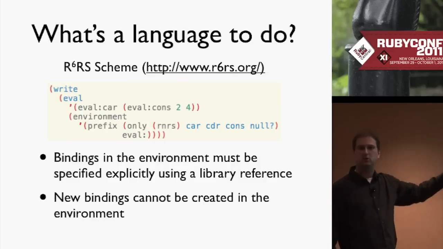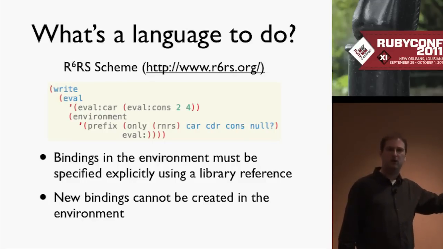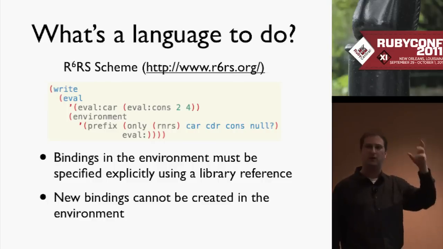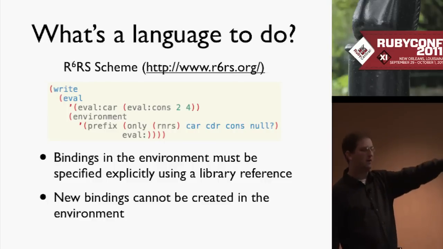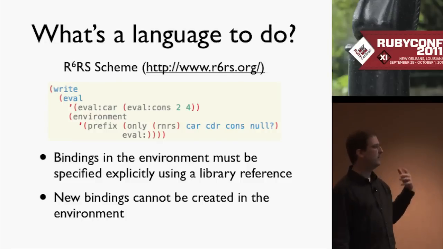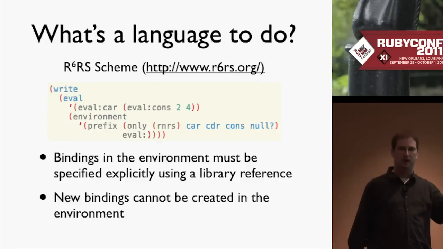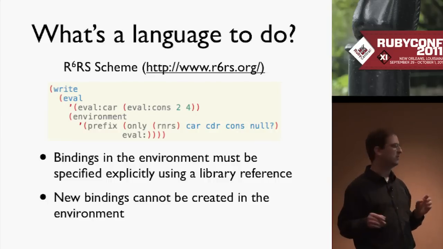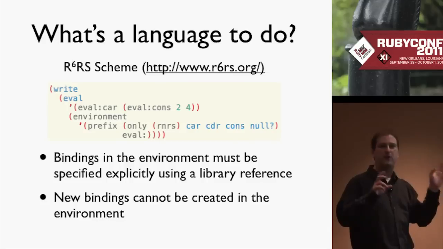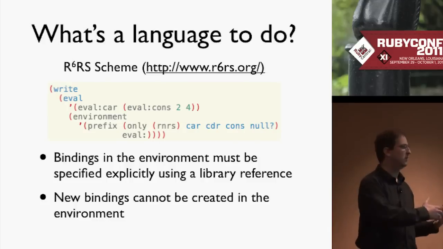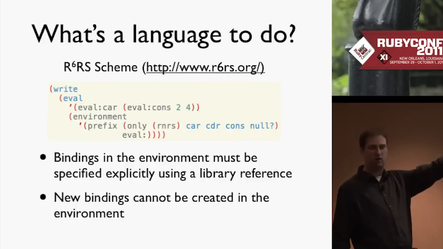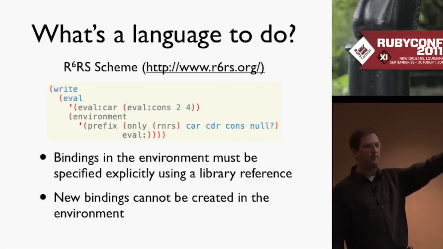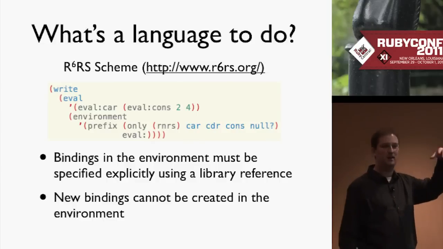So Scheme introduced this concept of library references. Most of your code will be encapsulated in a library. And so RNRS is a library. And then they have various forms on the library. So you can say, out of this library, only grab these bindings, right? Prefix all of the bindings with a token. So that's why in our eval line on line 3, we're calling eval car and eval cons, right? And not car and cons.